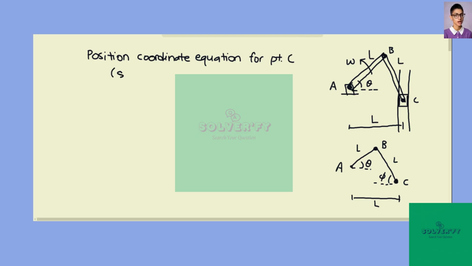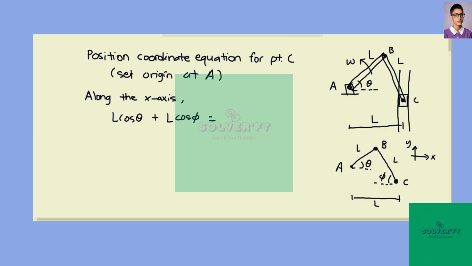we'll set the origin at A because it's not moving. So just to define the coordinate system, this is our y, this is our x. All right, so we will do it along the x-axis. Okay, so we have L cosine theta plus L cosine phi equals L.